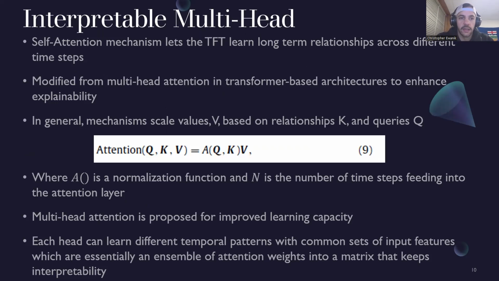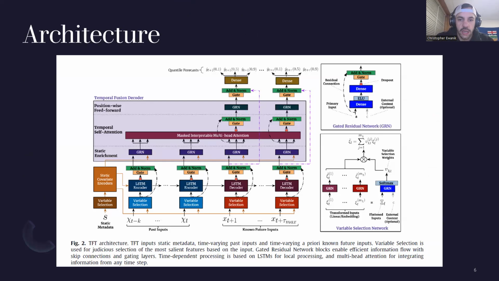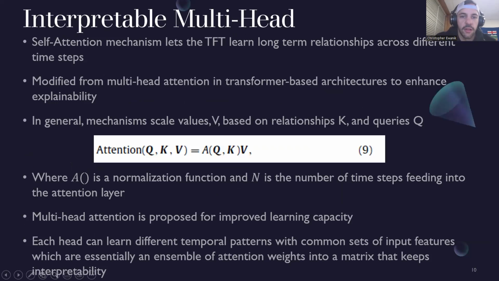Okay, and now we get into our interpretable multi-head attention, which is right here. This is where self-attention is applied, which lets the TFT learn long-term relationships across different time steps. In general, we scale values V based on relationships K and queries Q, which makes up our attention formula, where A is a normalization function and N is the number of time steps going into the attention layer. You don't see the N here; it's in a different one.